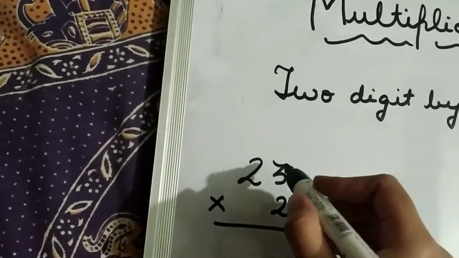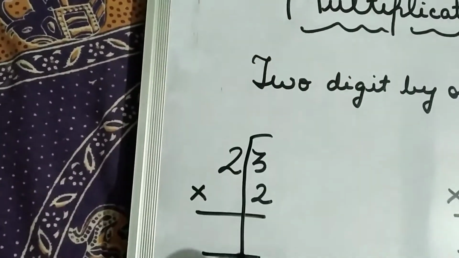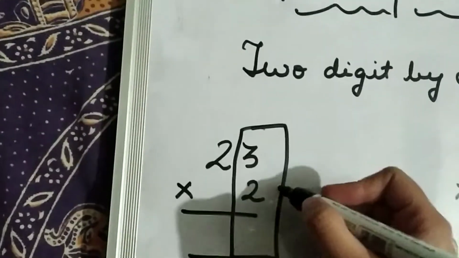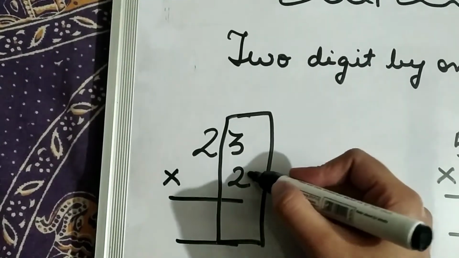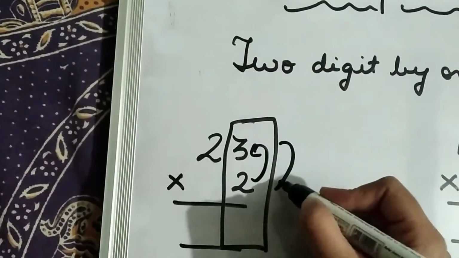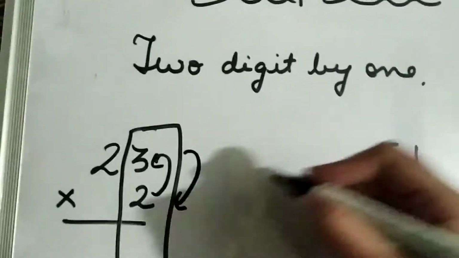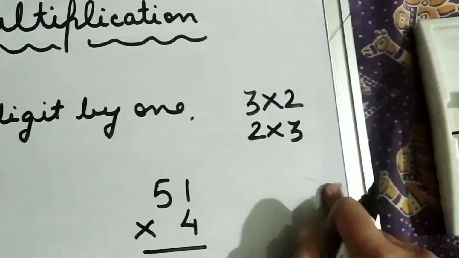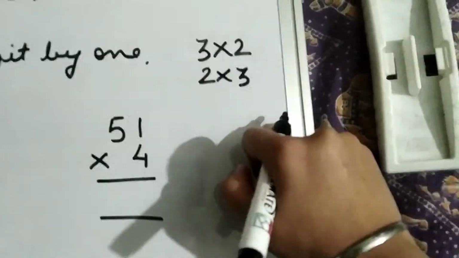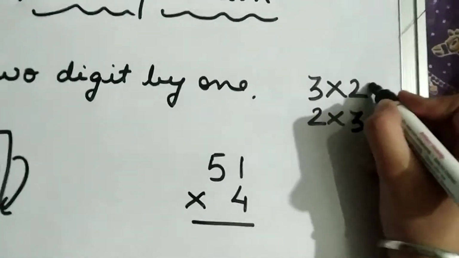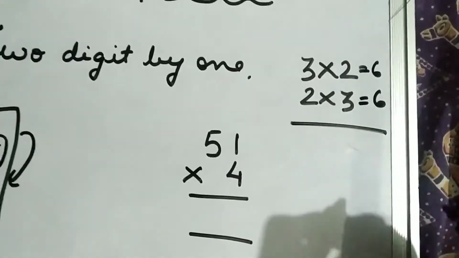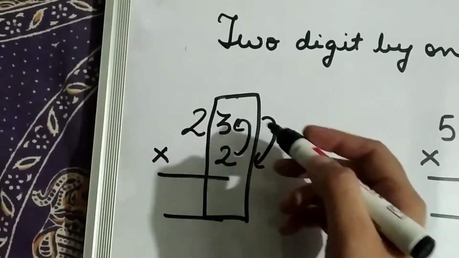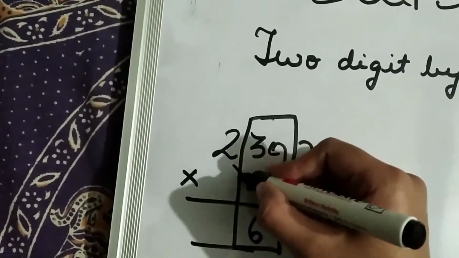So first we are going to look at this part of the question. We are going to do multiplication 2 into 3 and 3 into 2. Both will be accepted because when I write 3 into 2 and 2 into 3, both are the same thing. The result will be the same. 3 twos is 6 and 2 threes is 6. So we can take both ways. Both ways are correct. So 3 twos is 6, and then we are going to move diagonally.